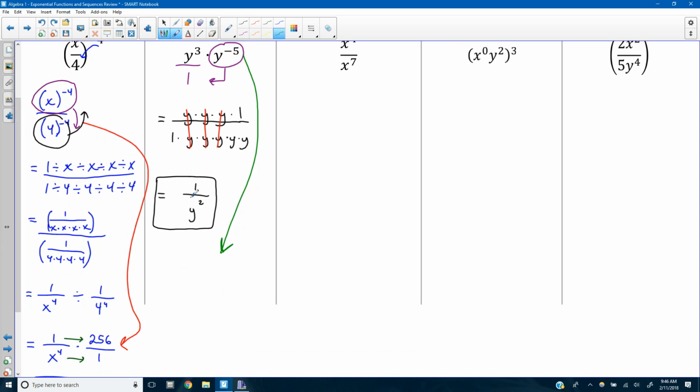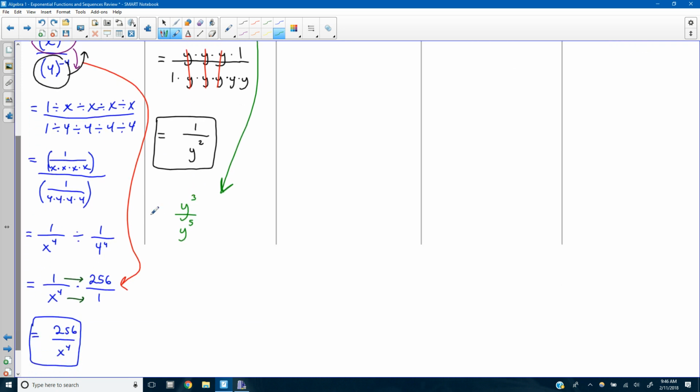Anyway, let's say that we redo this thing, and let's say I still move that y to the negative fifth down below, so it becomes y to the positive fifth in the denominator. So we're at this step right here. Now I'm not going to expand y cubed to y times y times y, or this with 5 y's multiplied. Instead what I'm going to do is subtract, because if 3 are canceled out on top, then there are none left on top. If there are 3 canceled out on bottom, then there are none left on bottom. Or excuse me, there are 2 left on bottom. So we're going to do y to the 3 minus 5 power. That equals y to the negative second power.